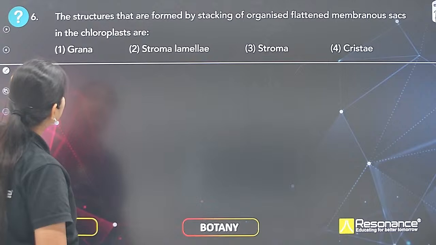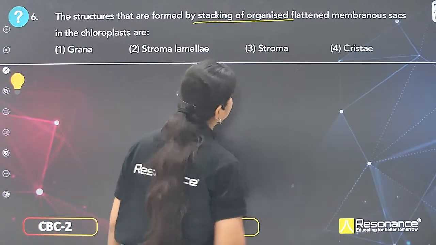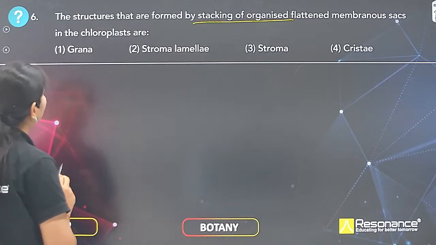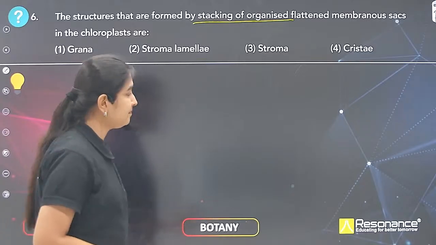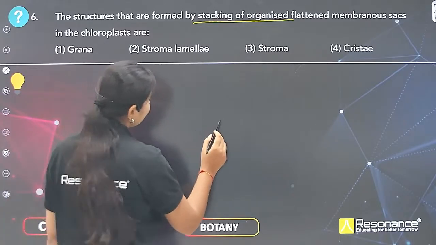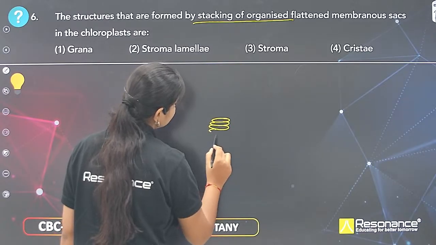Next, the structures that are formed by stacking of organized flattened membranous sacs in the chloroplast are called. Okay, so if you know the structure of the chloroplast, when we have seen this topic, this is what a thylakoid. So here they will be what? Stacking over each other.